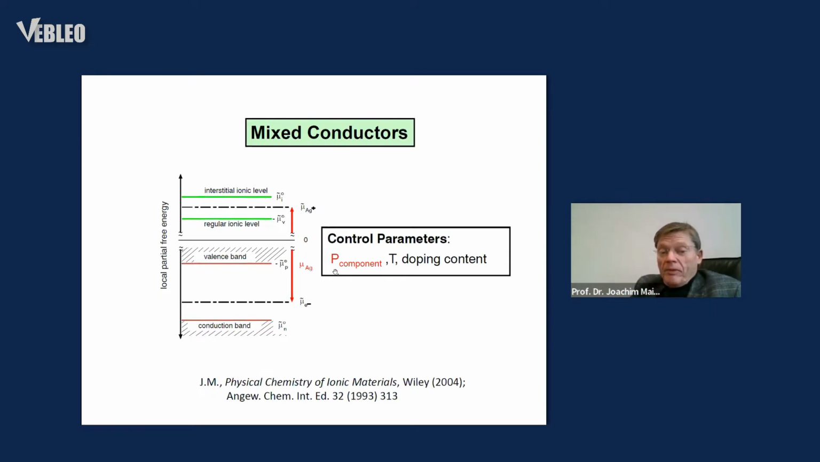Stoichiometry is an important parameter in the game in determining the carrier concentration, and the partial pressure of the component is a means of doing this. Like we will see oxygen partial pressure in oxides. Temperature is, of course, another one, and doping content is a third one.